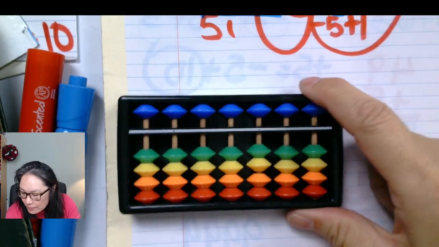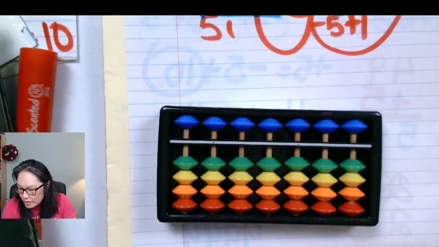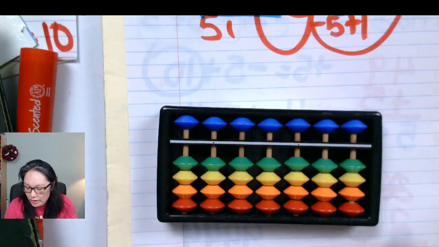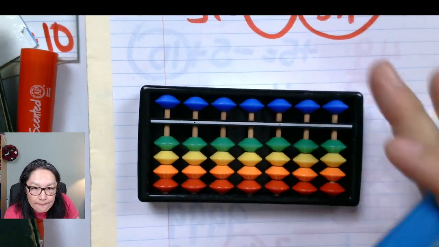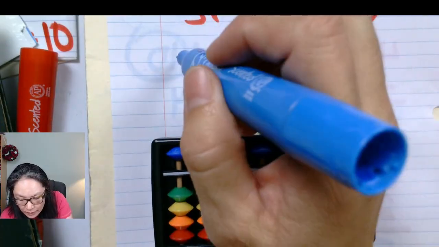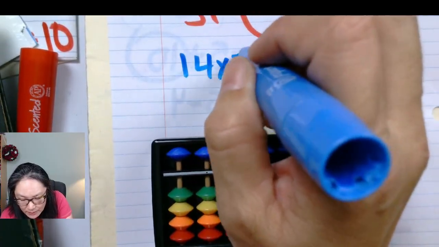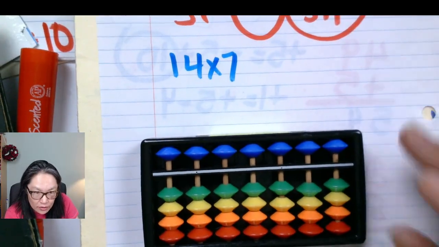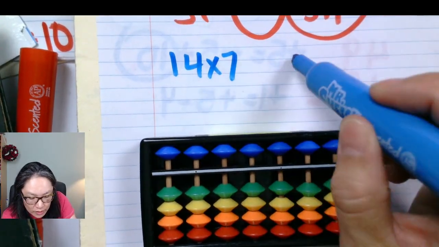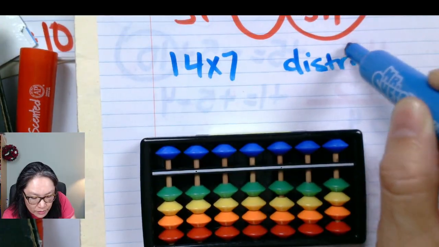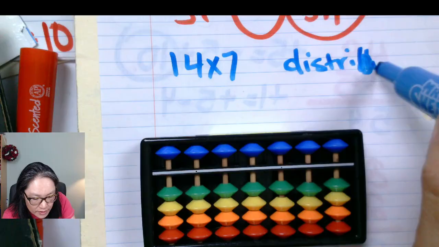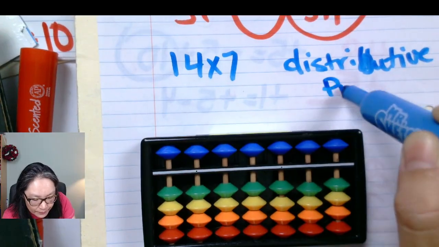Okay, multiplication. So the first thing we're going to do is understand how to multiply. The question is 14 times 7. Notice that what we're going to do is use the distributive property.